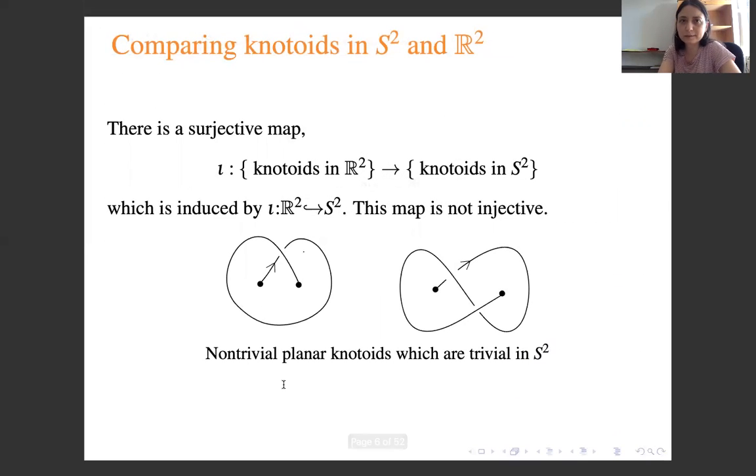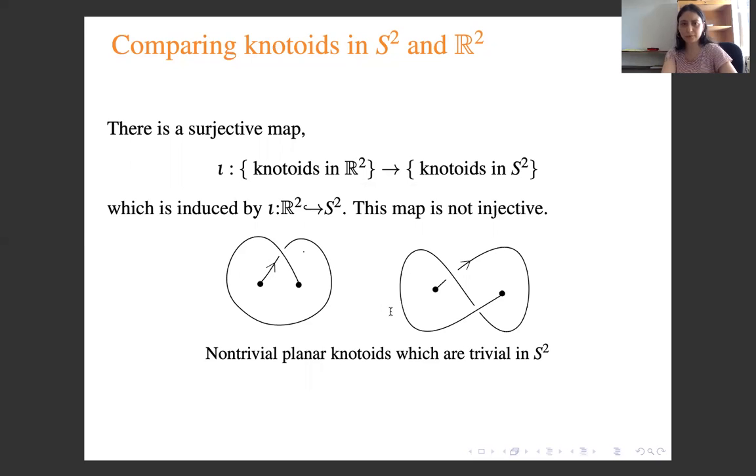So let's make a comparison between these two objects, spherical and planar knotoids. Any knotoid diagram given in the two-sphere can be considered in the plane in a natural way. And oppositely, if you are given a planar knotoid diagram, we can naturally consider it in the two-sphere by the immersion of the plane into the two-sphere. But while this consideration induces a surjective, well-defined map, this map is not injective.